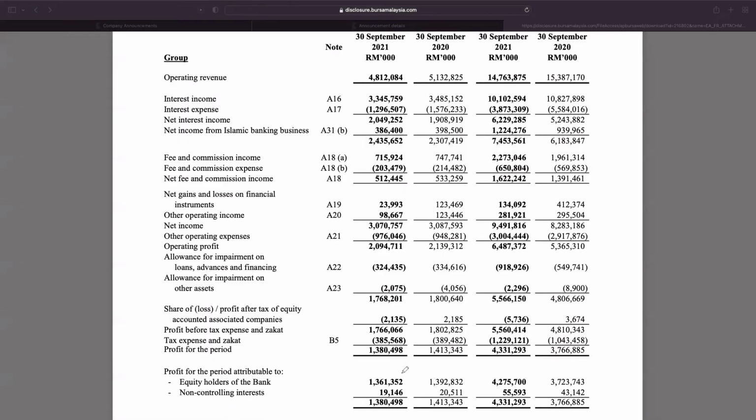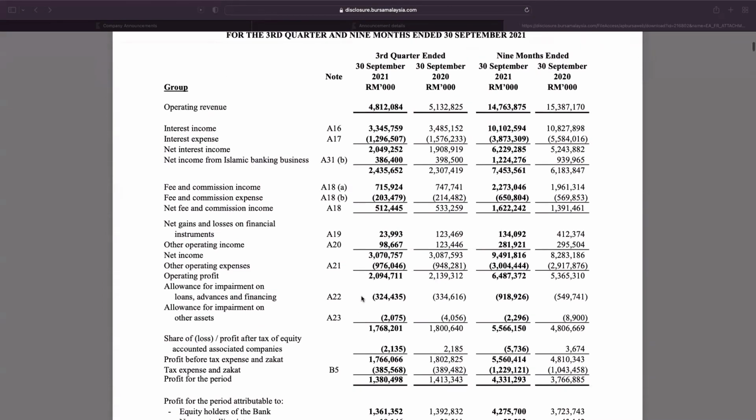Okay, when you take this amount, 1.361 million, you divide by this 4812. Okay, 1.361 divided by 4812, you will get the net profit margin of 28.28%. Okay, which is very high for any company. They can generate this kind of net profit margin for the long term, it is a very good business.